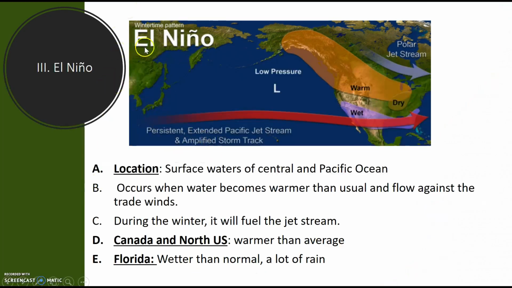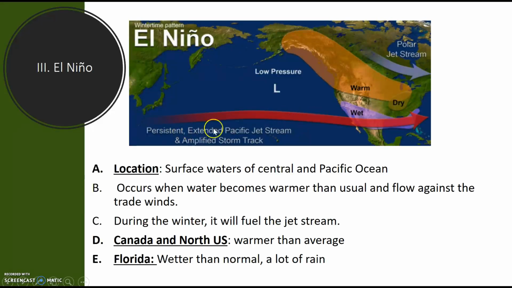The next one we're going to talk about is El Niño. El Niño is happening in the Pacific Ocean. If you know where the Pacific Ocean is, here's California, here's Asia, and it's in between the two of them. Okay, so it's right here. The surface water of the Central Pacific Ocean, it happens when this gets really warm. When it gets warmer than normal, you normally have the trade winds flowing the water towards the west, so the winds are blowing this way. But El Niño is going to push against it and go the opposite way because it's really warm, so it can do that.